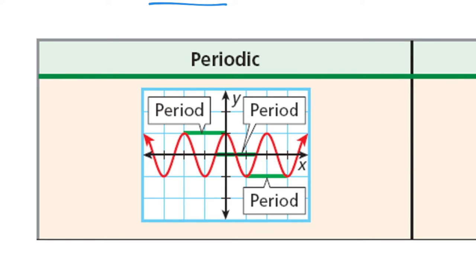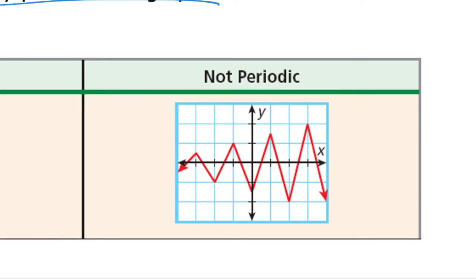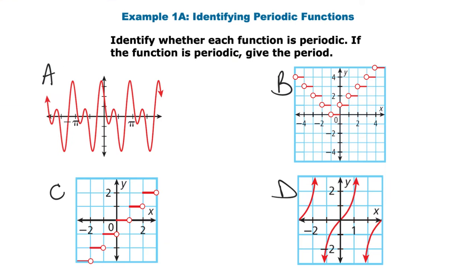You can see in the example here that we can measure a period from a maximum to another maximum, a minimum to another minimum, or in the midline to another midline. This function is not periodic. Although it's going up and down, it's not going up and down exactly the same every single time.